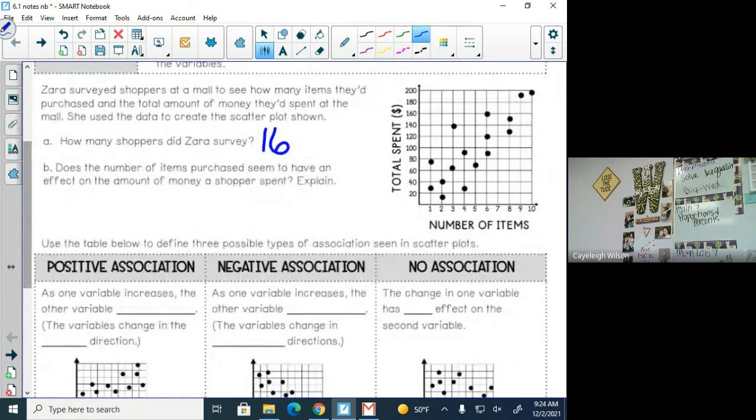Okay, it says, does the number of items purchased seem to have an effect on the amount of money a shopper spent? So look at the points, look at the items that they bought and the money that they spent.